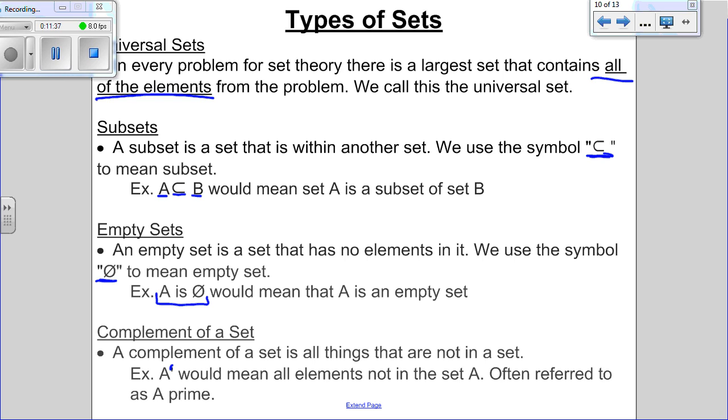Sometimes you might hear it referred to as A prime, just because sometimes that's how people read it. So they read that apostrophe as the word prime. An example of that: if we were talking about this school as an entire universal set, and then there was the set of us within the room, we would be set group A. Everybody not in this classroom would be A prime. Because that would be the group of people that aren't in our group. So it's the complement of the set that we're talking about.